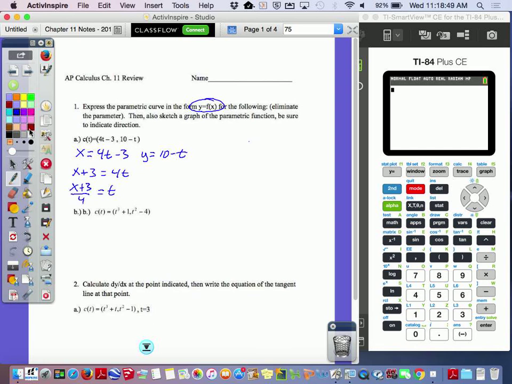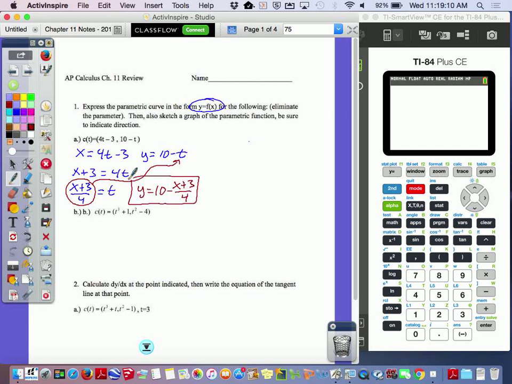And what this allows us to do is then plug in all of this in for t in this equation, and now we have a y equals f of x function. So we'll get y equals 10 minus (x plus 3) over 4. And this would be our rectangular equation y equals f of x.